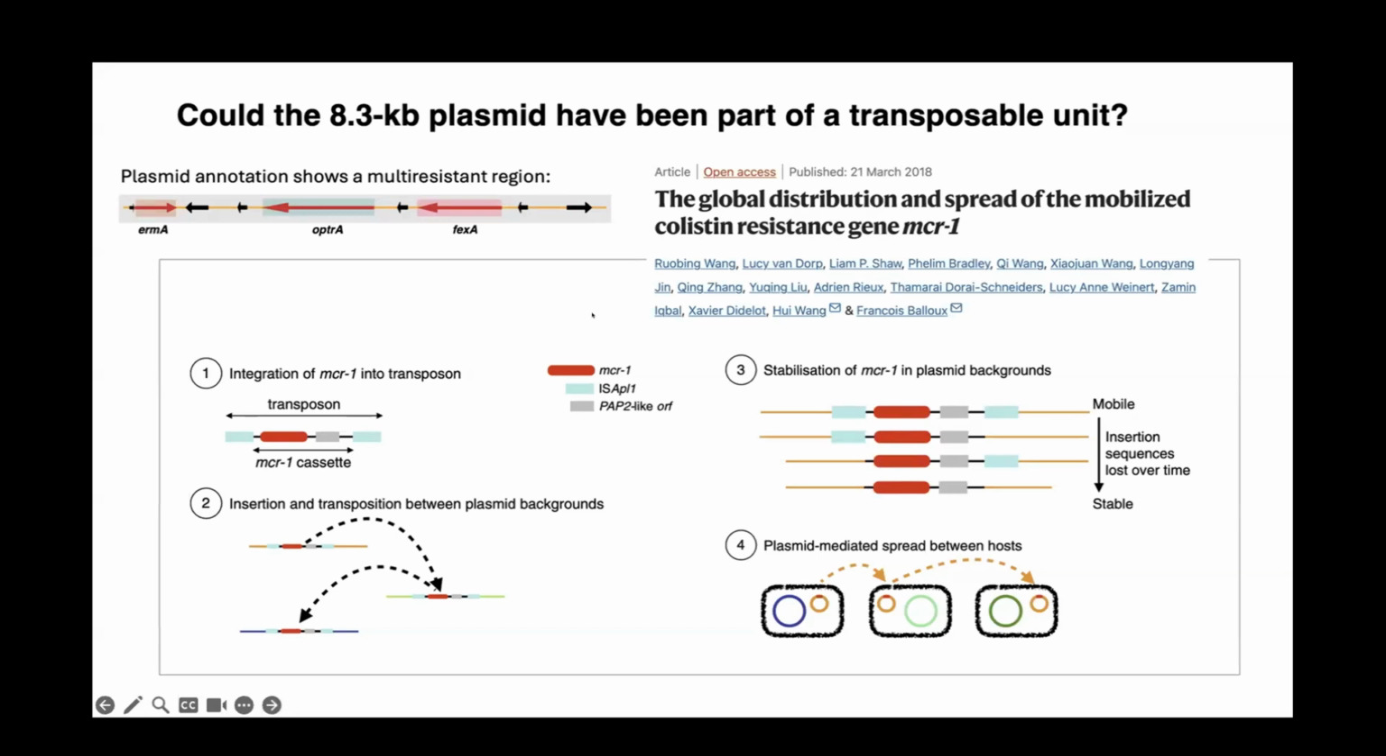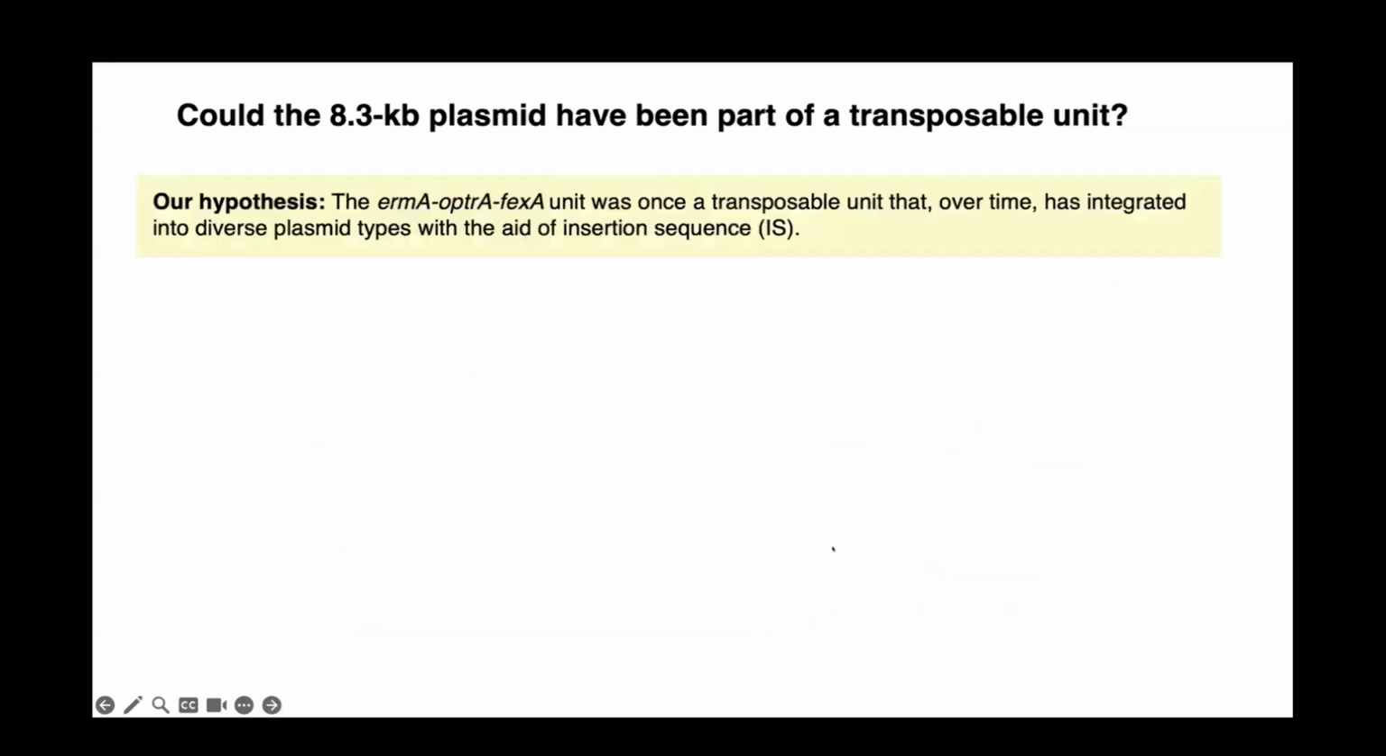From the literature, I found that this OPTRA context on this plasmid actually resembles the evolutionary model proposed for the colistin resistance gene, MCR-1, where the gene was thought to first integrate into a transposon, which then inserts into different plasmid types before spreading in different clones of gram-negative species. Based on that, I established a similar hypothesis that the multi-resistant OPTRA unit from this plasmid could once have been part of a transposable unit, and that over time it has integrated into diverse plasmid types with the aid of insertion sequences.